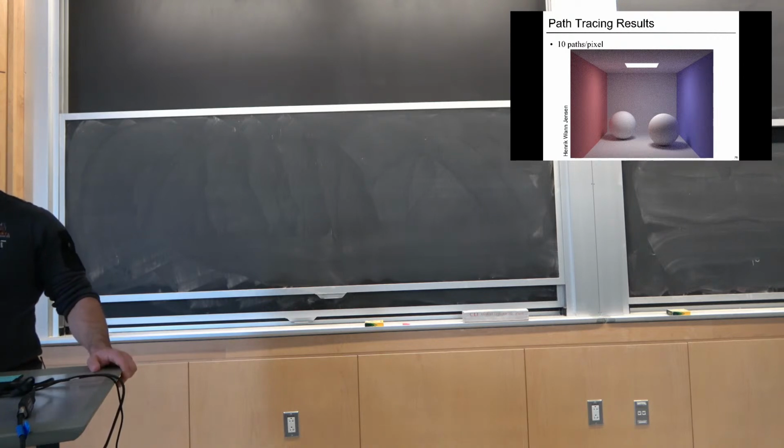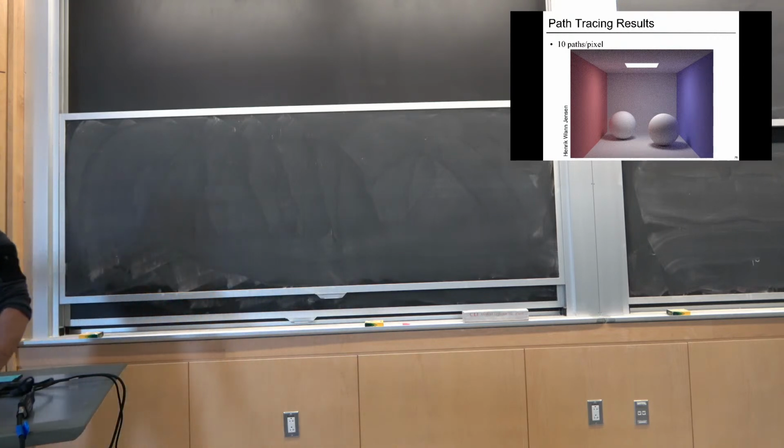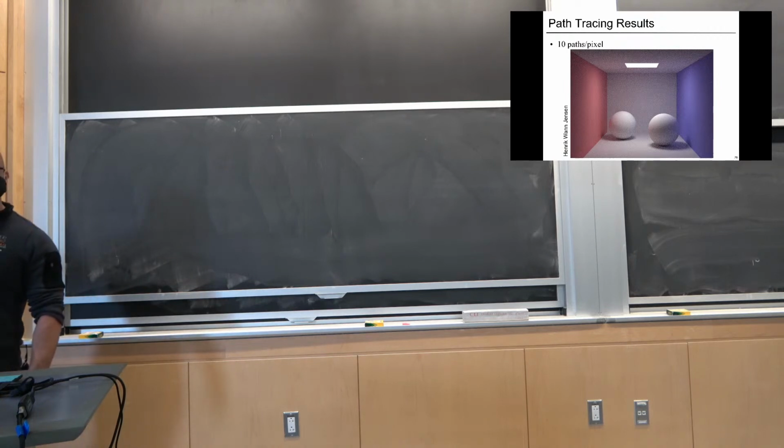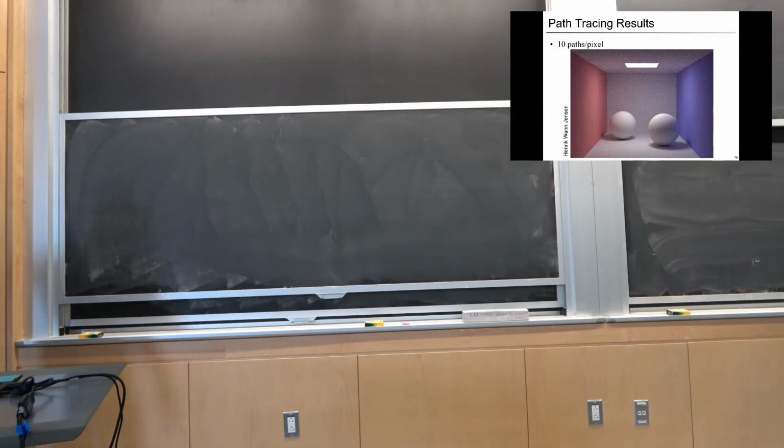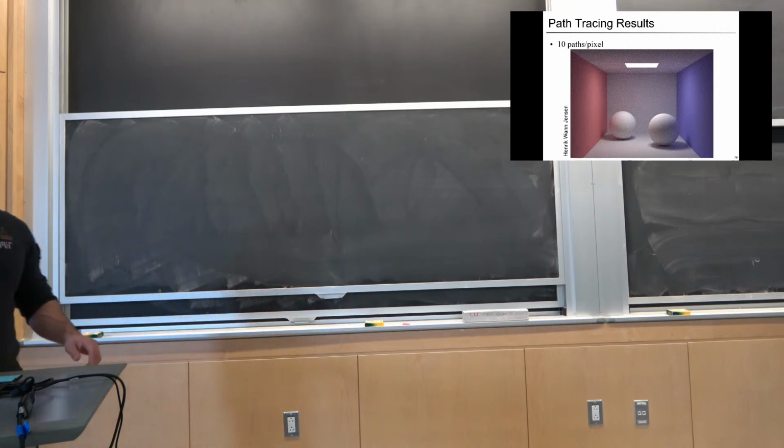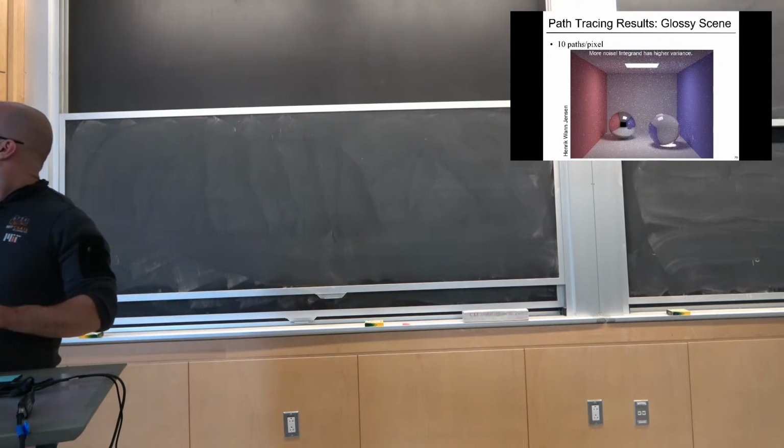Now I mentioned that I cheated a little bit, right? This is not the Cornell box that I showed you at the beginning of the lecture. These spheres are diffuse, which means the effect of indirect lighting here is relatively minor. So now let's go back to the original Cornell box, and here's what it looks like.